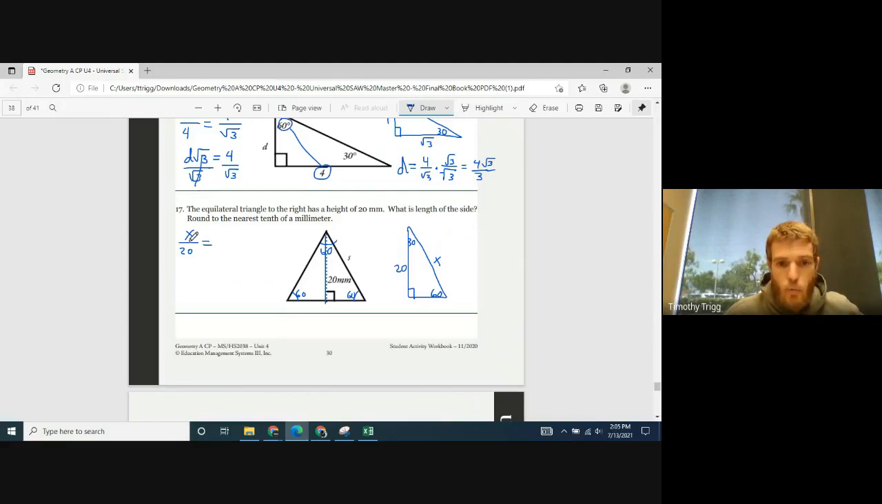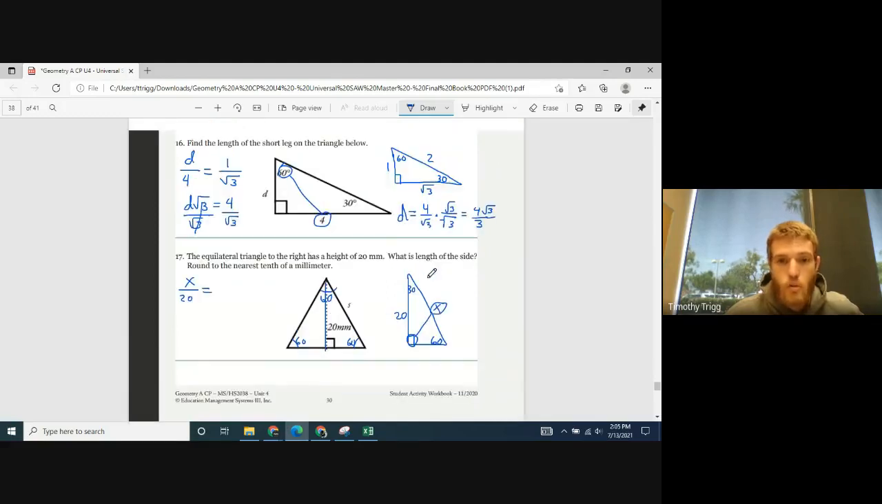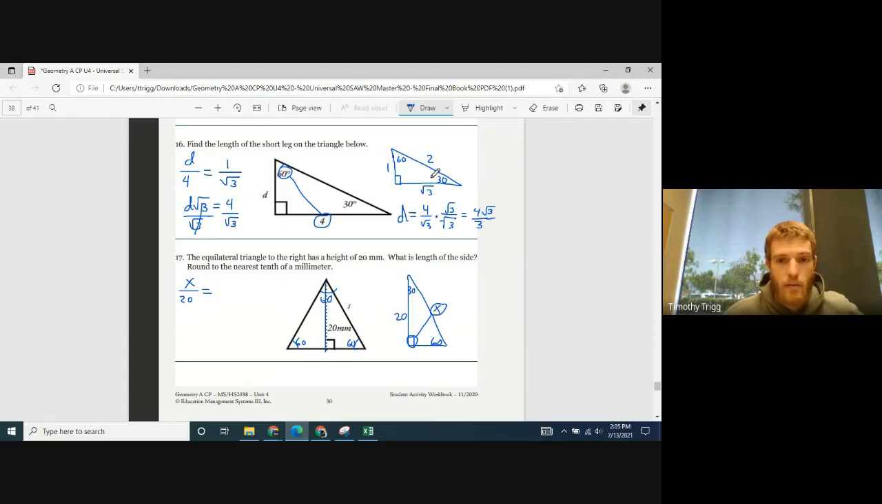So x over 20. Now the x is the hypotenuse. See how it's opposite from the 90? So what's opposite from the 90 in my standard 30, 60, 90? Well, 2. So x corresponds with 2. The 20 on this one is opposite from the 60. So what's opposite from the 60 here? Well, that's the square root of 3. So the 20 from this triangle corresponds with the square root of 3 from our template triangle.